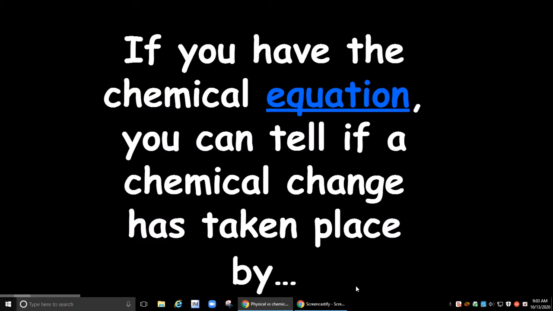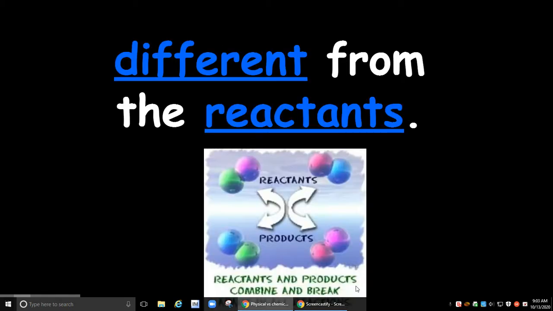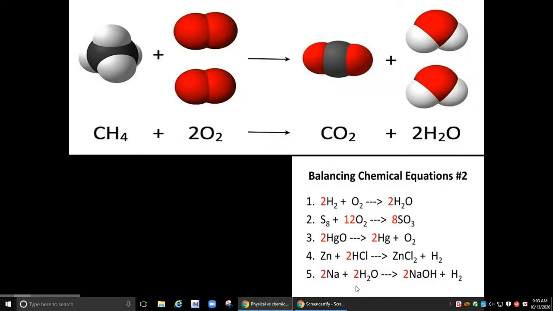If you have the chemical equation, you can tell if a chemical change is taking place by looking to see if the products in the equation are different from the reactants, okay? And we've done enough of those chemical equations to show you how that works. So again, here's an example. You've seen this picture before. This is the combustion of methane.